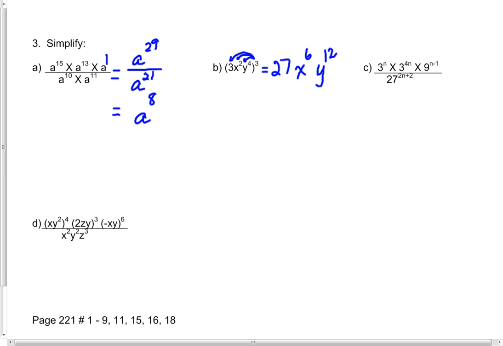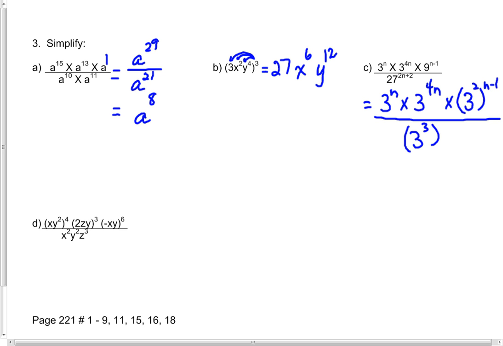C is a little bit tricky because we have different bases, and that's a no-no. We don't have rules for different bases. So I am going to rewrite the 9 and the 27 as powers of 3 so that I can use my rules of exponents. 9 is the same as 3 squared. So I'm going to replace my 9 with 3 squared to the power of n minus 1. 27 is the same as 3 cubed. So I'll replace my 27 with 3 cubed.